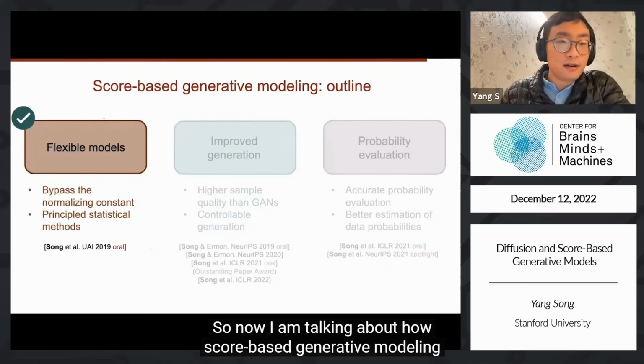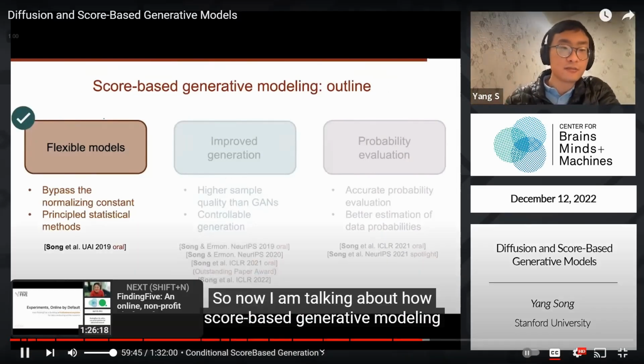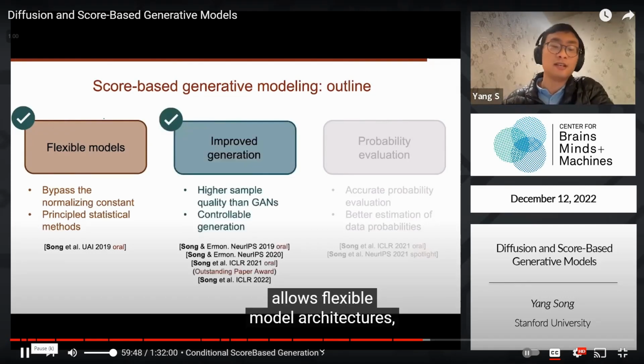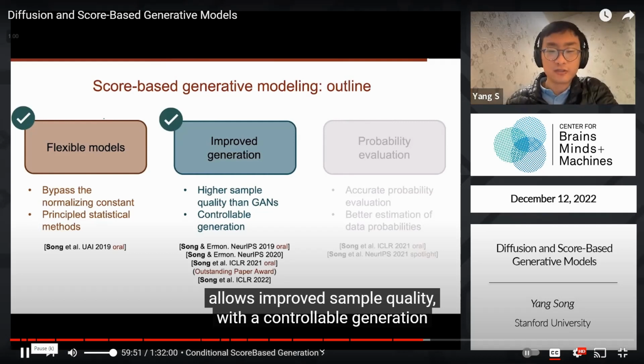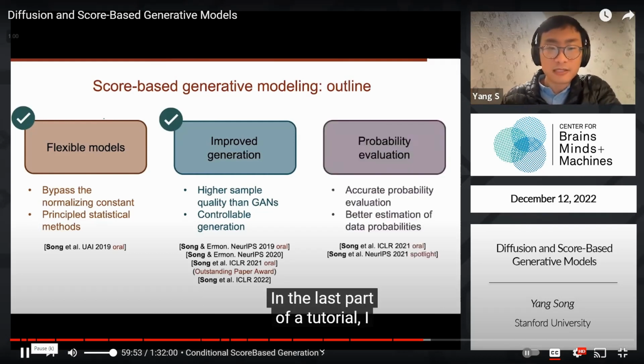Hi, Ted. For now, I'm talking about how score-based generative modeling allows flexible model architectures, allows improved sample quality with a controllable generation procedure. The last part of it: probability evaluation, the infinite noise schedule and noise levels, and then SDE and ODE optimizations for faster sampling. I'm interested in that, but with only a couple minutes left before we get to the top of the hour, I think this is probably a good place to pause.